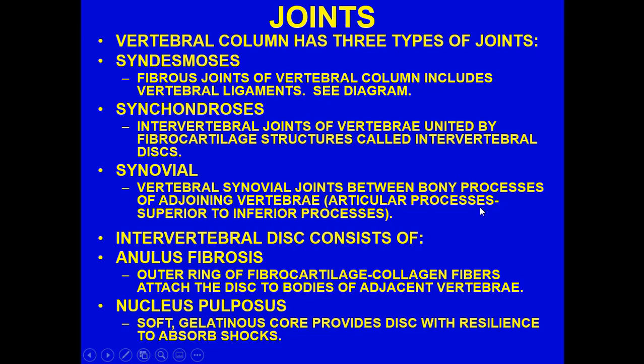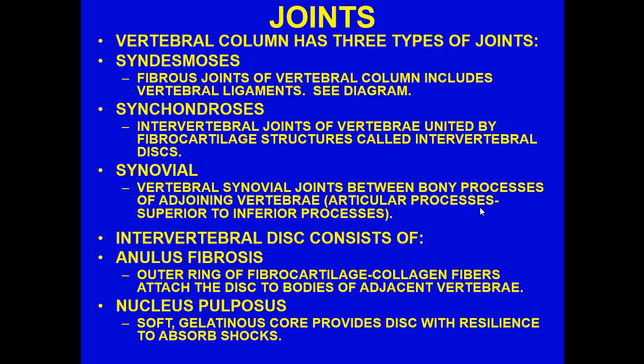Now, as I've mentioned to you before, the vertebral column has three types of joints. The syndesmoses, which is the fibrous joints of the vertebral column, and this includes the vertebral ligaments. I'll show you the diagram in a second. The synchondroses, which is the intervertebral joints of the vertebrae united by the fibrocartilage structures called intervertebral discs. You've heard of that before. And then synovial. This is where you have vertebral synovial joints between bony processes of adjoining vertebrae.